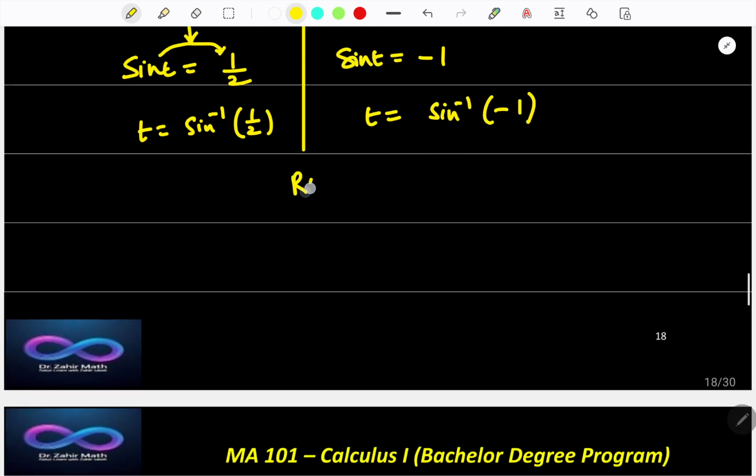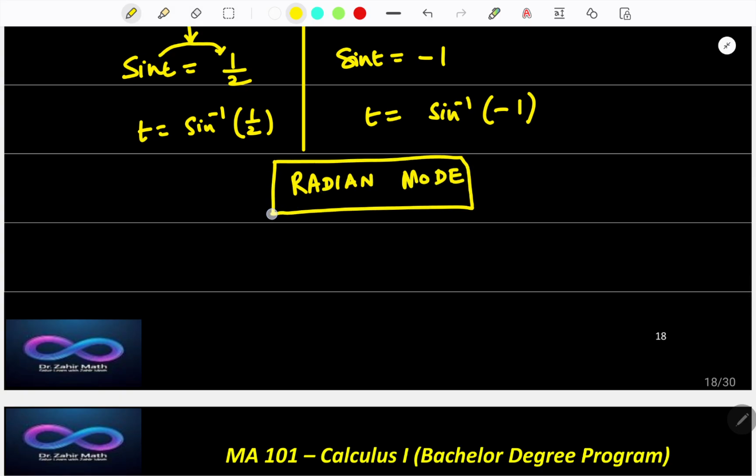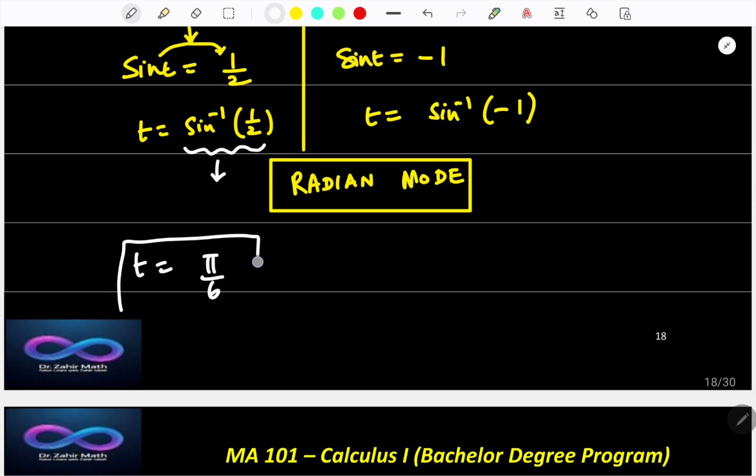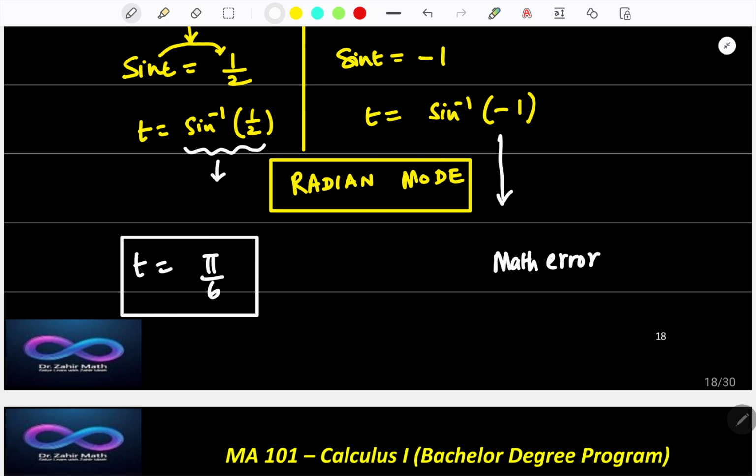Take your calculator, use radian mode. Please use radian mode because all the values you have to write in pi, not in degrees. When I use radian mode, you type sine inverse 1 by 2 in the calculator and press equal, you will get the value pi by 6. If you put sine inverse minus 1 in the calculator, you will get math error. Are you getting math error? Yes. Why? Because sine inverse minus 1 is not possible for negative values, because t lies between 0 and pi by 2. So therefore, you are not getting the value.